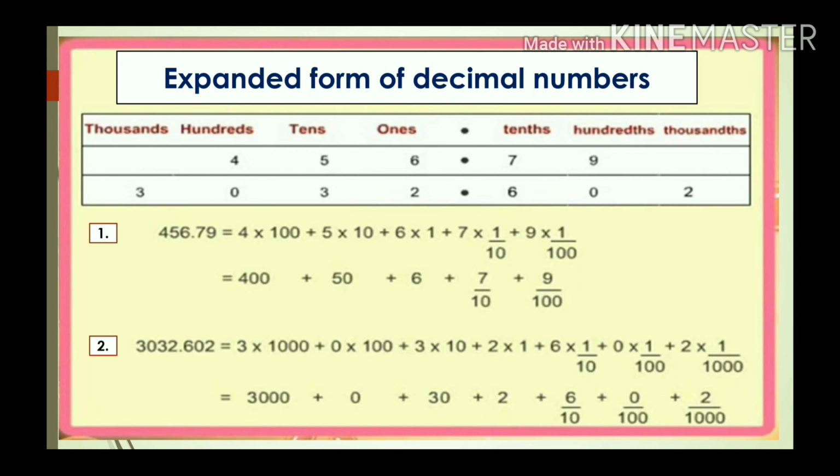So the expanded form for this number is 3000 plus 0 plus 30 plus 2 plus 6 tenth plus 0 hundredths plus 2 thousandths, or in decimal also you can write. So what will be the decimal expanded form? We can write 3000 plus 0 plus 30 plus 2 plus 0.6 plus 0.0 plus 0.002.